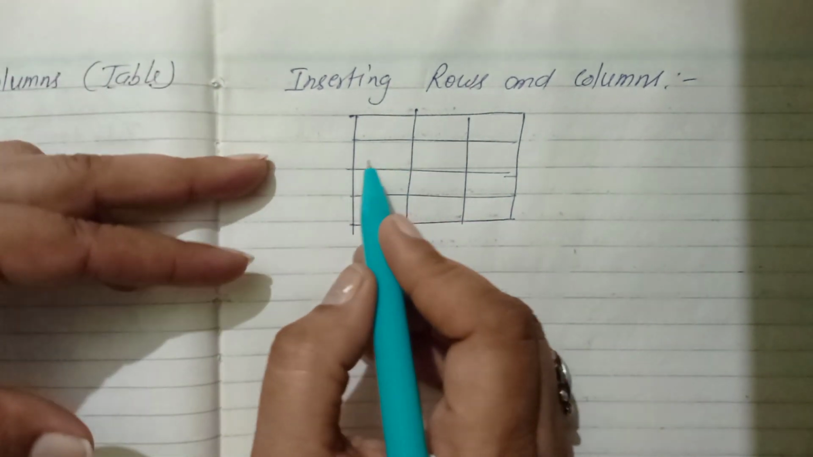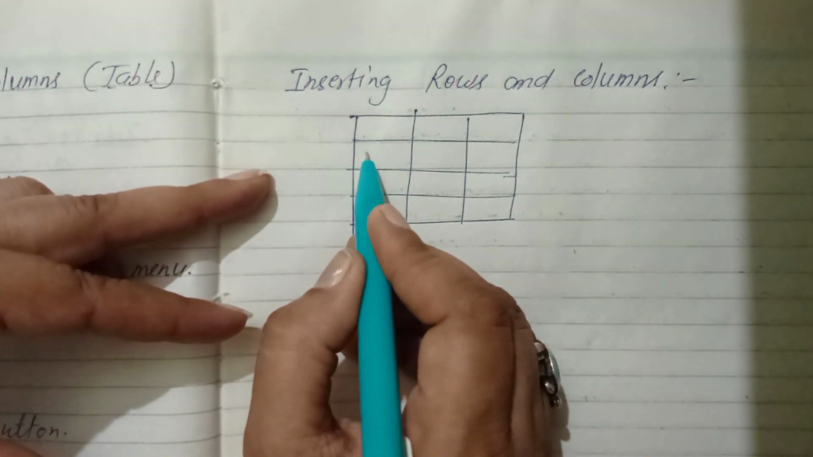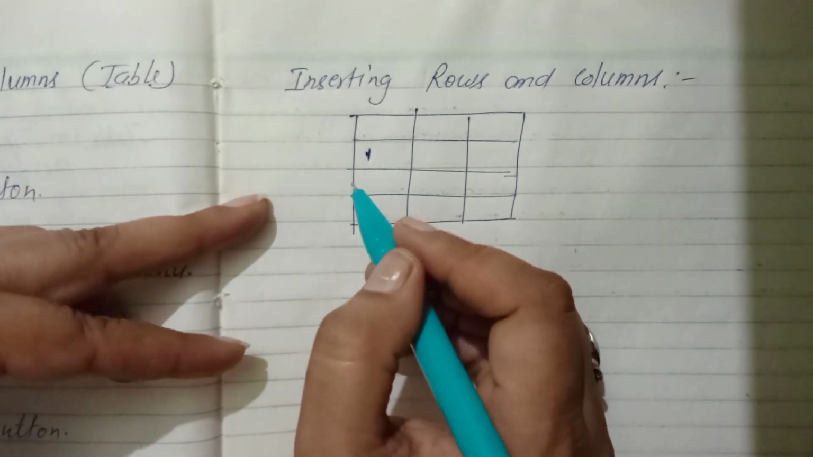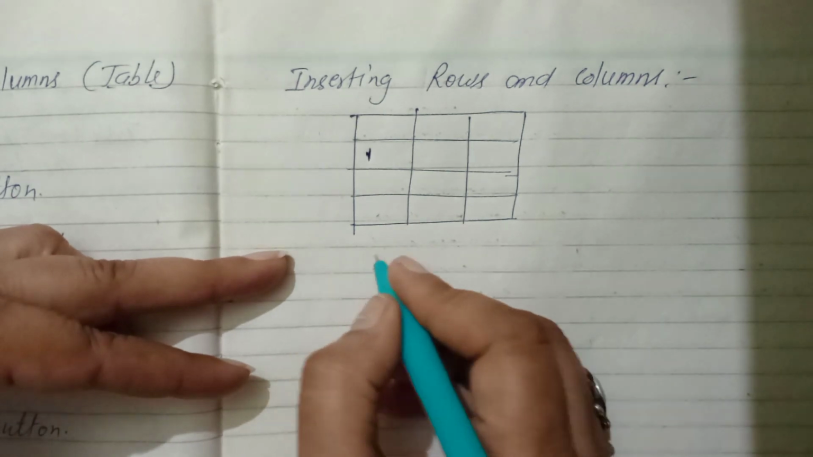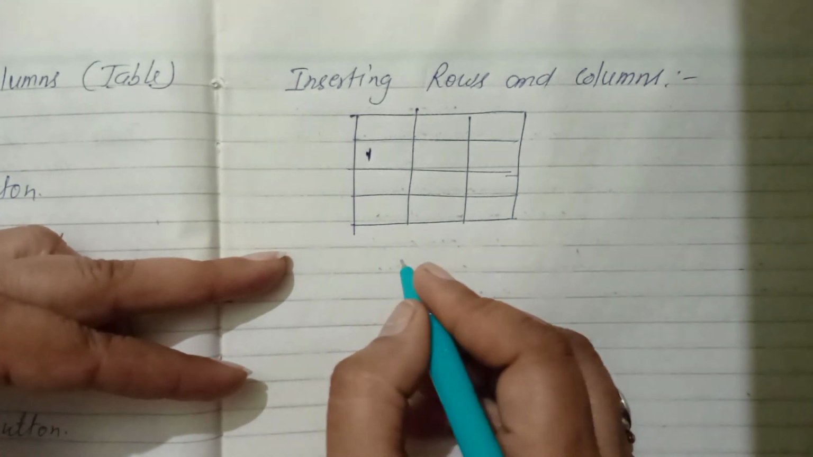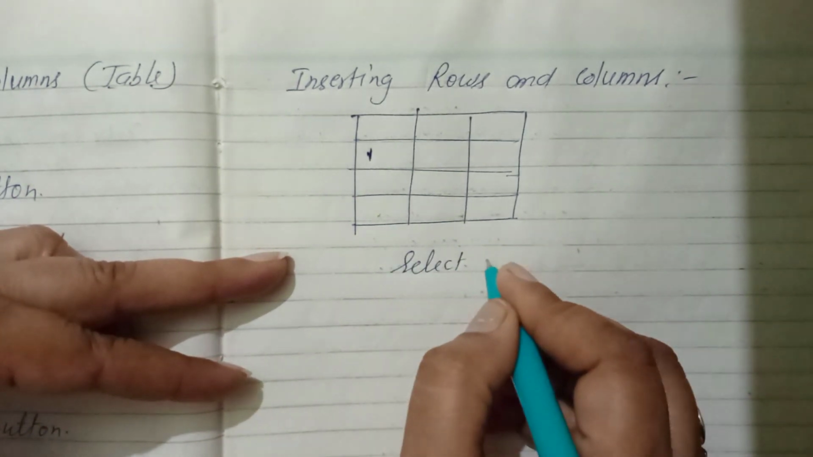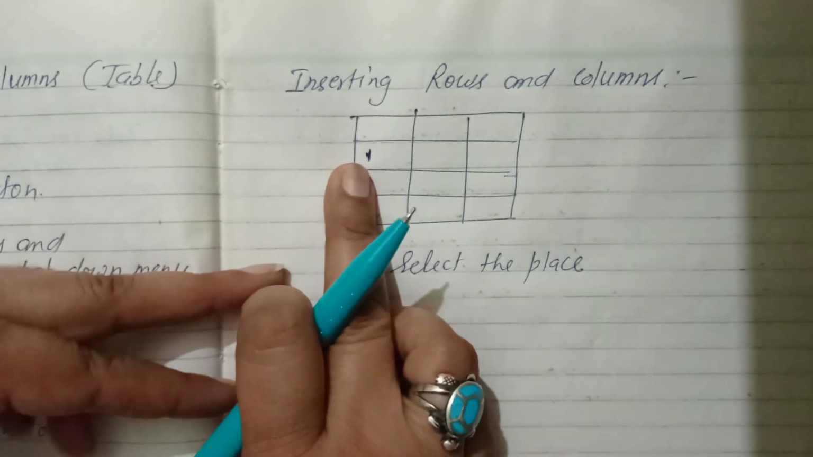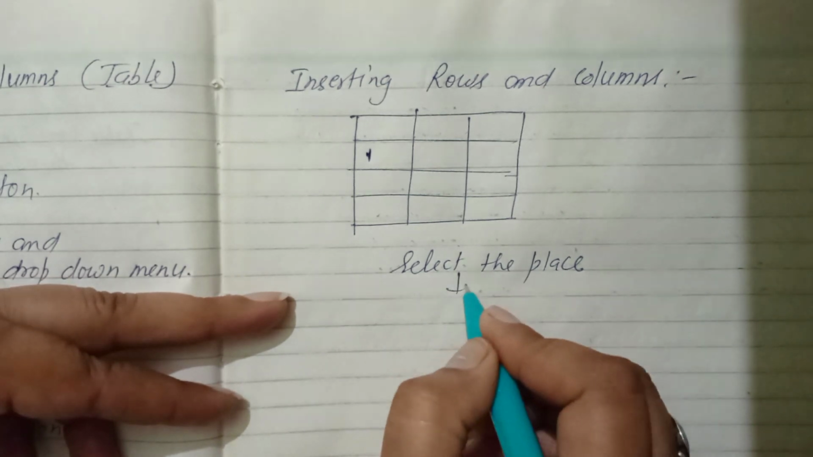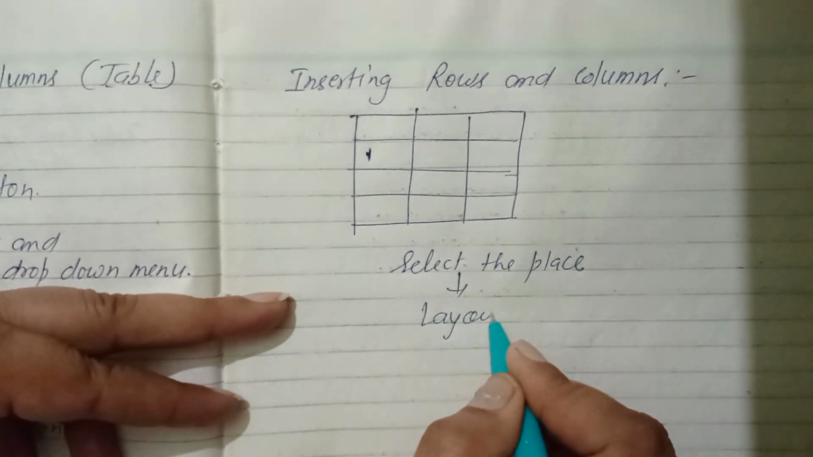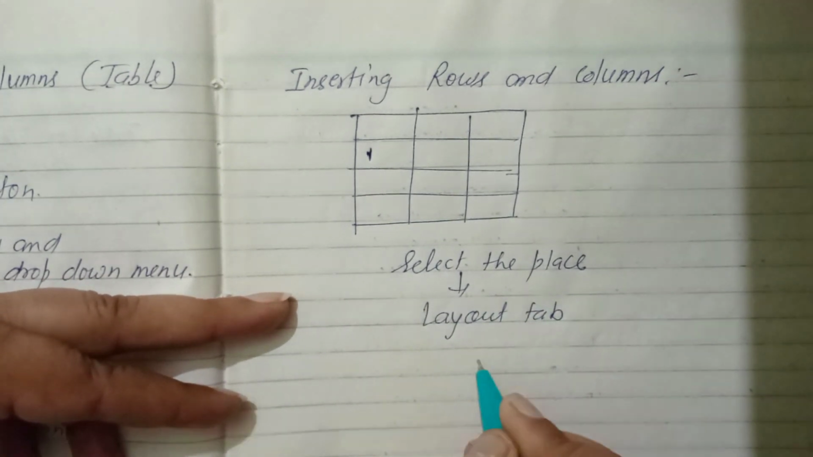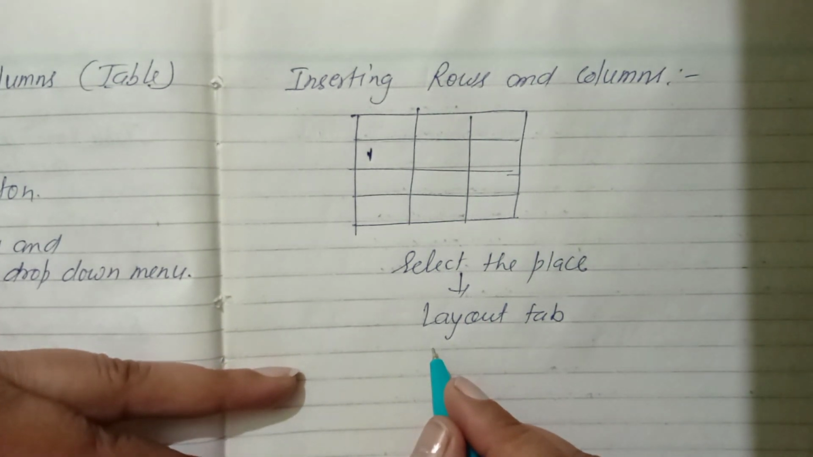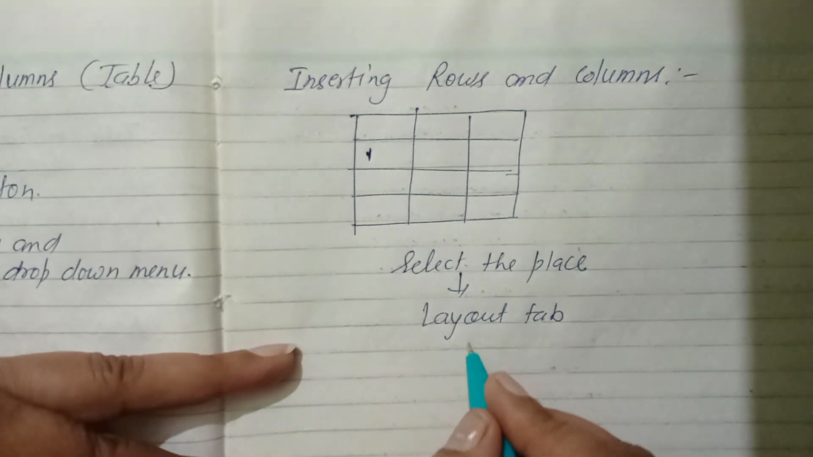Suppose I want to insert here. So first of all I have to click inside this cell. Then first step is what? Select the place as I have selected here. After it, go to the layout tab. In the layout tab, click insert above or insert below from rows and columns group.